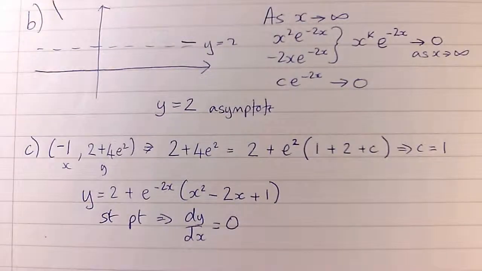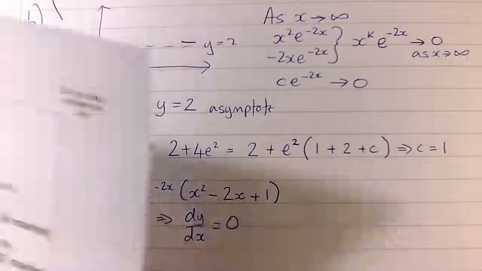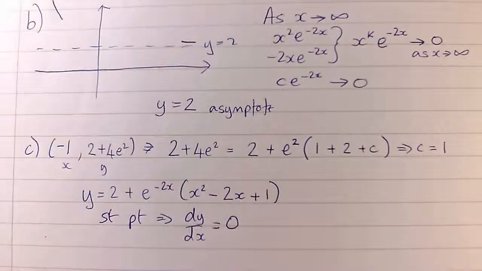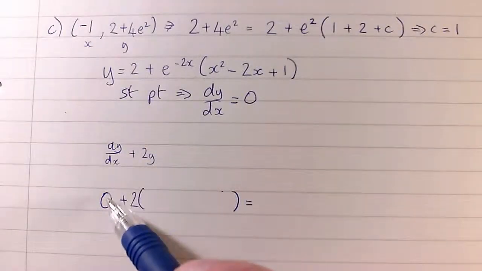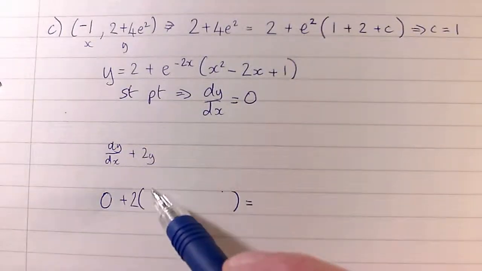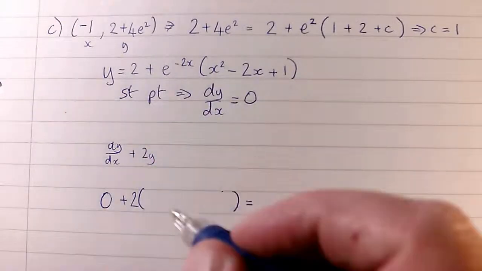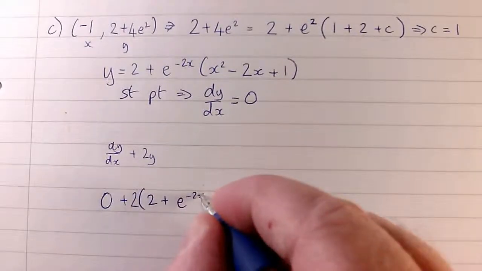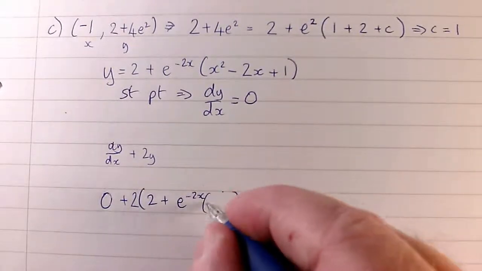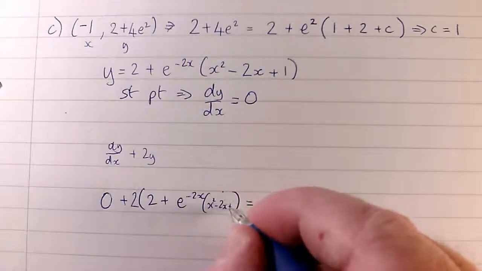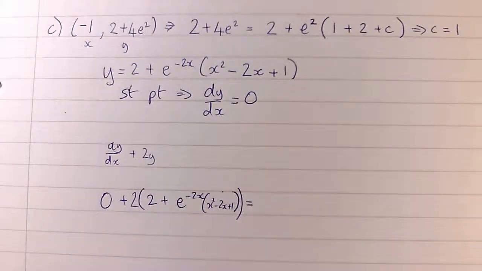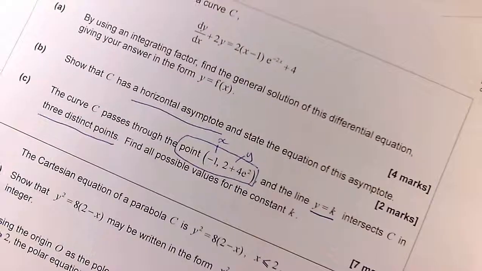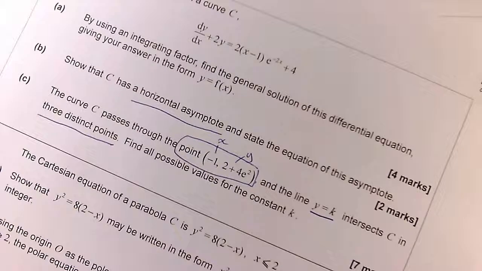So if I do that, the equation says dy by dx plus 2y. So dy by dx is 0, because I want a stationary point, and 2y is, well, I've got my function for y. Found my constant, so this is 2 plus e to the minus 2x times x squared minus 2x plus 1. And that has to equal the right-hand side of the differential equation, which was 2 brackets e to the x minus 1, e to the minus 2x plus 4.